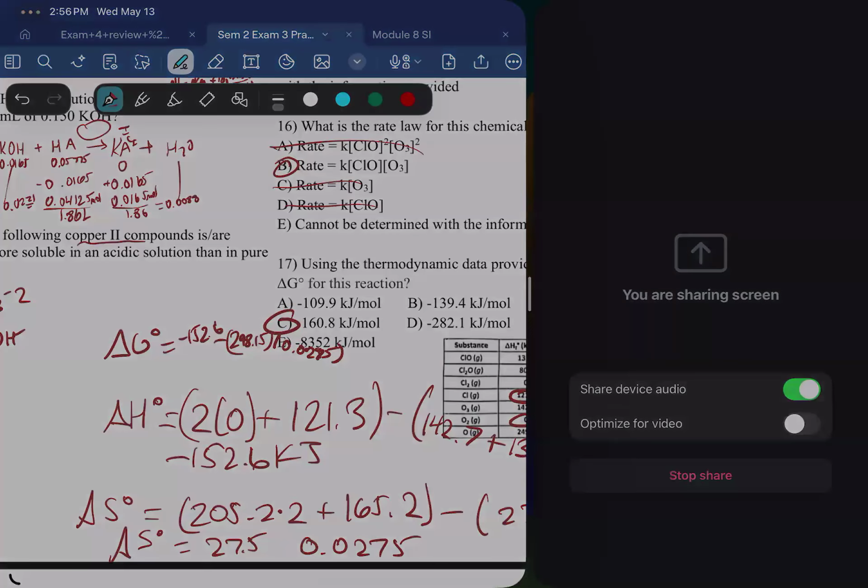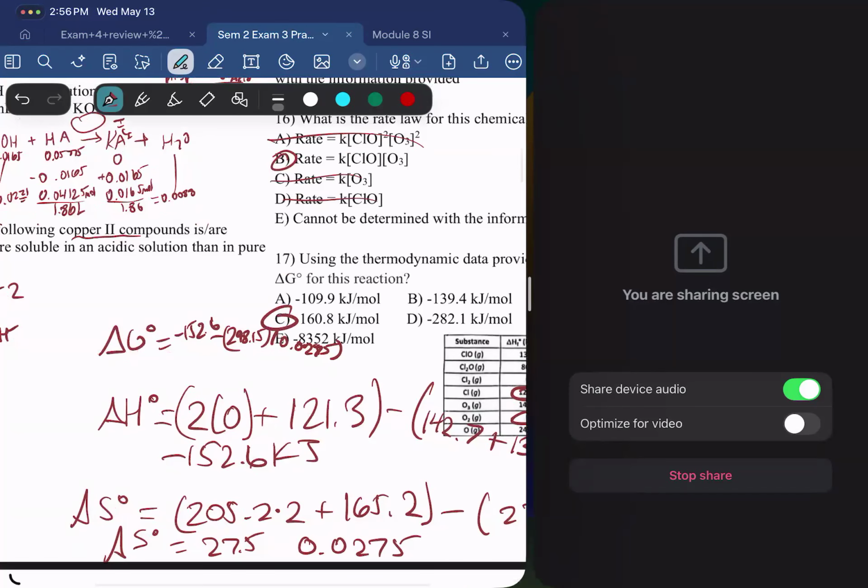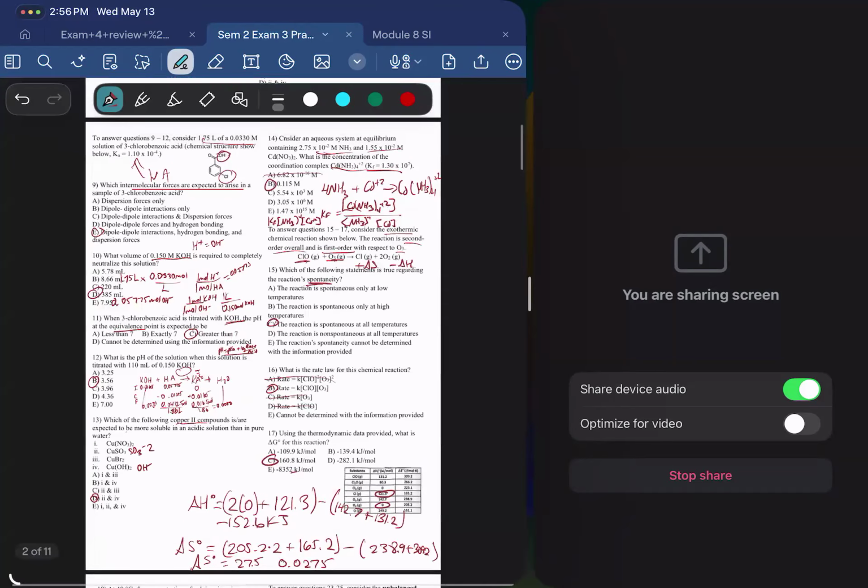That's choice C. Okay. So the big thing in here is just making sure you remember products minus reactants and everything like that. Are there any questions regarding any of these questions?